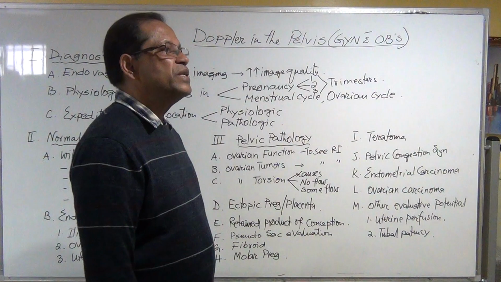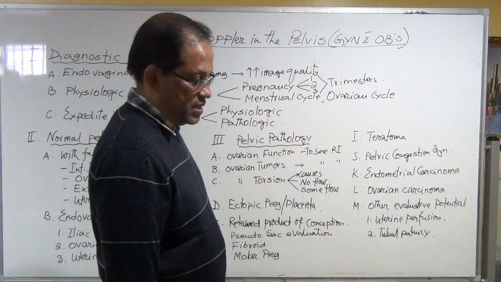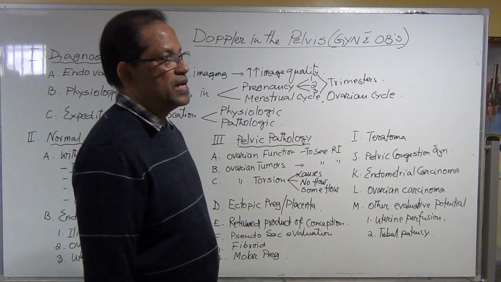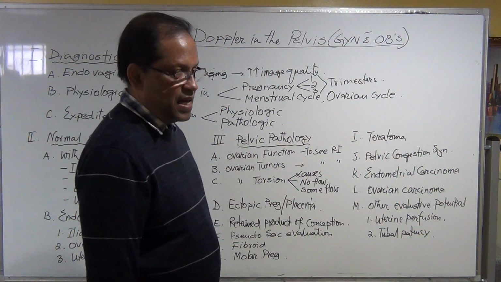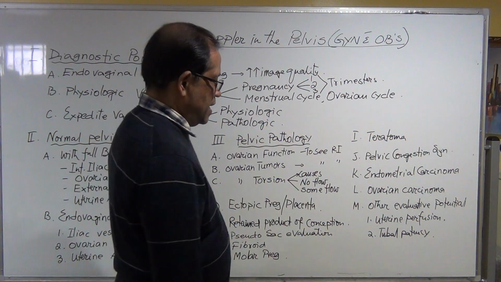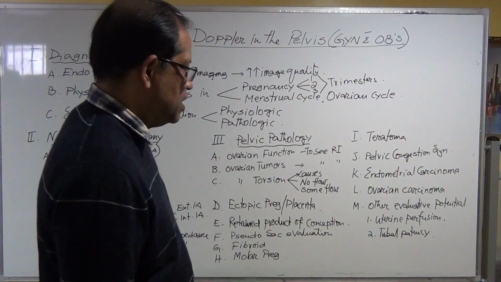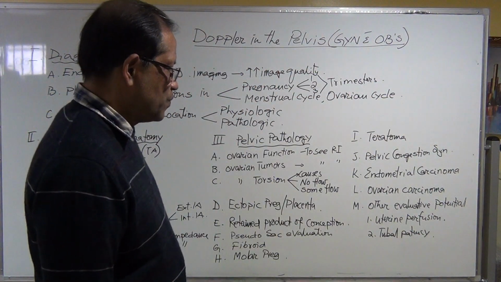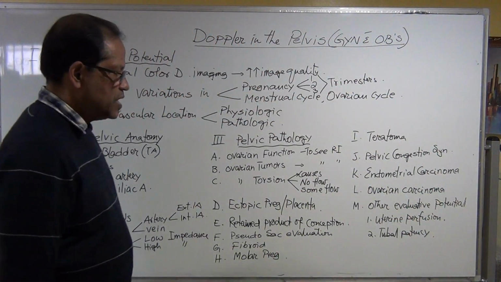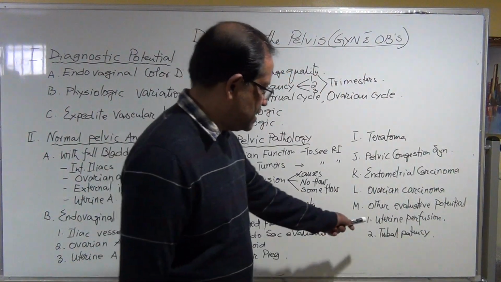Now ovarian carcinoma. In ovarian carcinoma, we need to click the color to understand the vascularity. If there is a benign tumor, vascularity is less than in a malignant tumor. And the other evaluative potentials, what are those? One is uterine perfusion, to see the uterine perfusion. Another is tubal pregnancy. Let me discuss this.